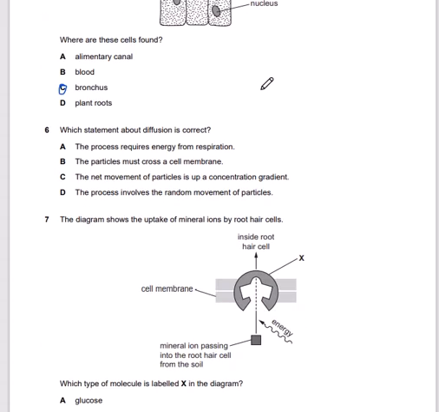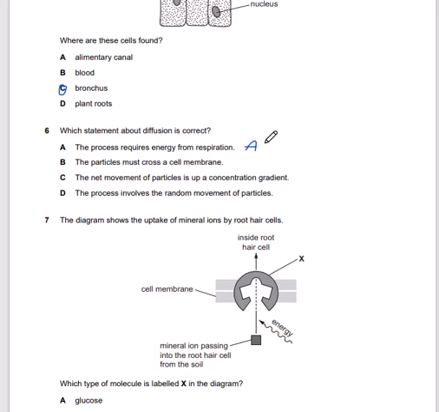Which statement about diffusion is correct? Requires energy, it's always active transport. The particles must cross a cell membrane. That's not actually the case for diffusion. It can cross a cell membrane, but that's only a must in osmosis and active transport. The net movement of particles is up the concentration gradient. That's only for active transport. The process involves the random movement of particles. Yes.